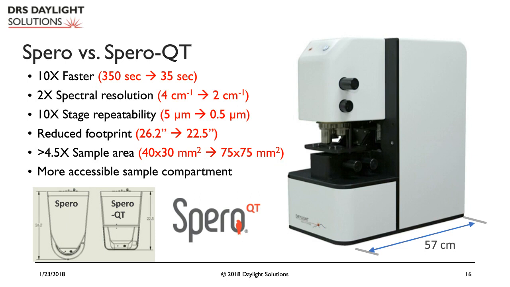As if this weren't enough, we perform this faster scan at 2 wave number steps instead of the 4 wave number steps of the first generation. The stage also covers 4 times the area and even has higher precision and a faster drive speed. This really enables the Spero to be functionally used as a whole slide imaging system.